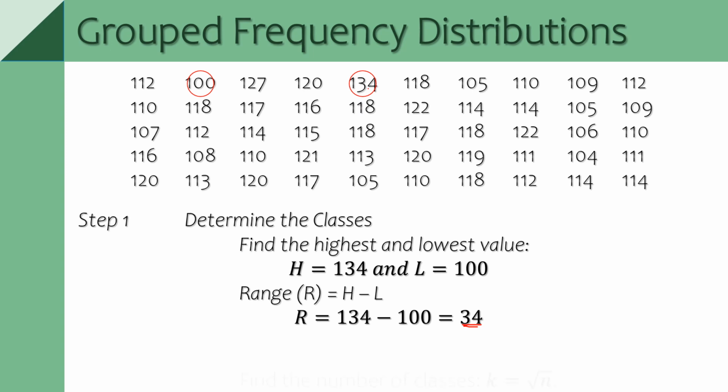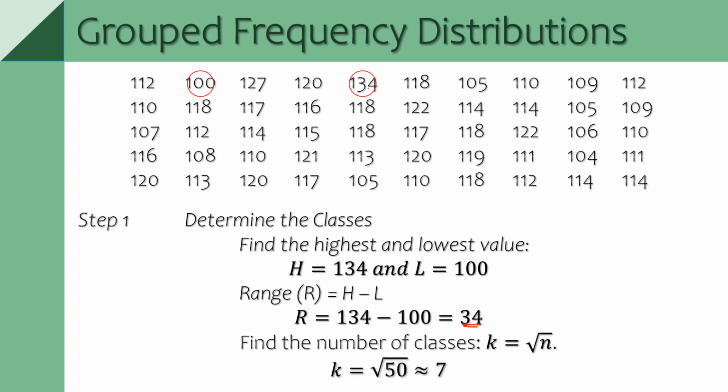Okay, now let's now find the number of classes or K. Sinabi number of classes kung ilang row siya. Okay, so ang N natin ay yung total number of dataset. So kanina nakita natin na 50, so therefore K is equals to square root of 50 and this is approximately equal to 7. So meron daw tayong 7 row para sa group frequency distribution na yan.